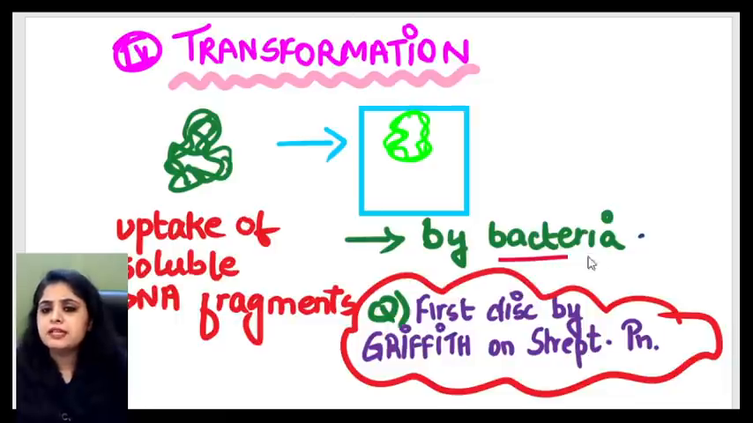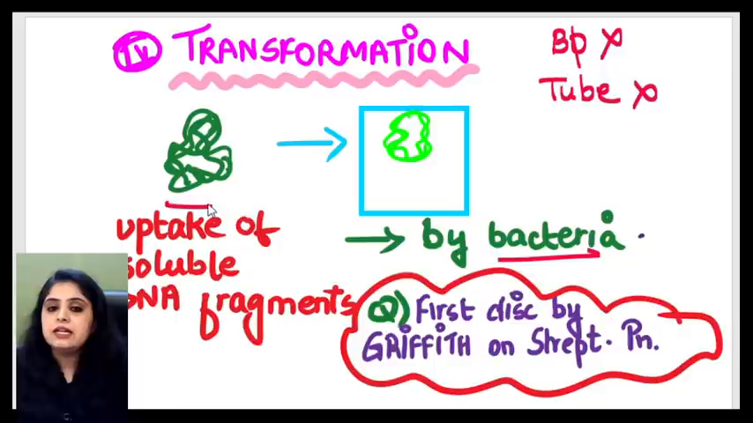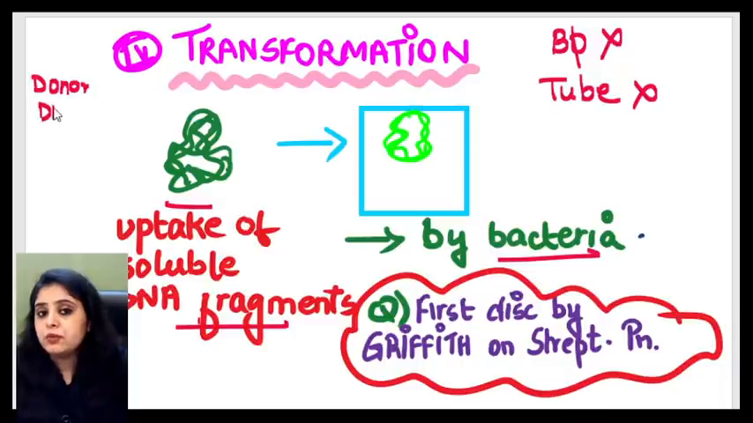So, guys, this is a bacteria. And it says, am I going to use a bacteriophage? No. Am I going to use any conjugation tube? No. I'm going to directly pick up DNA fragments from the environment. So probably there was a donor DNA. There was a donor DNA. And you can say this was a donor bacteria.